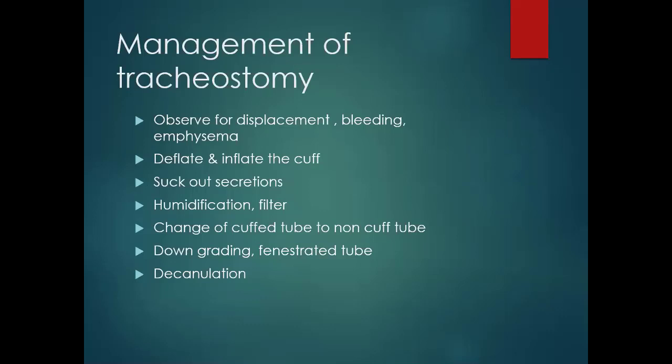If it's a routine tracheostomy for upper airway obstruction, then you can change to a non-cuffed tube after 24 hours, because then there's no risk of bleeding from the tracheostomy site. But if you have inserted the cuffed tracheostomy tube to avoid aspiration of secretions in a patient with stroke, then we have to wait until the laryngeal sensation and vocal cord function return before deflating the cuff. Whenever possible, we must try to downgrade the tube and move to a fenestrated tube. And when it's no longer required, we must try to decannulate. If the cause of the tracheostomy was upper airway obstruction and the obstruction is no longer there, then we can decannulate.